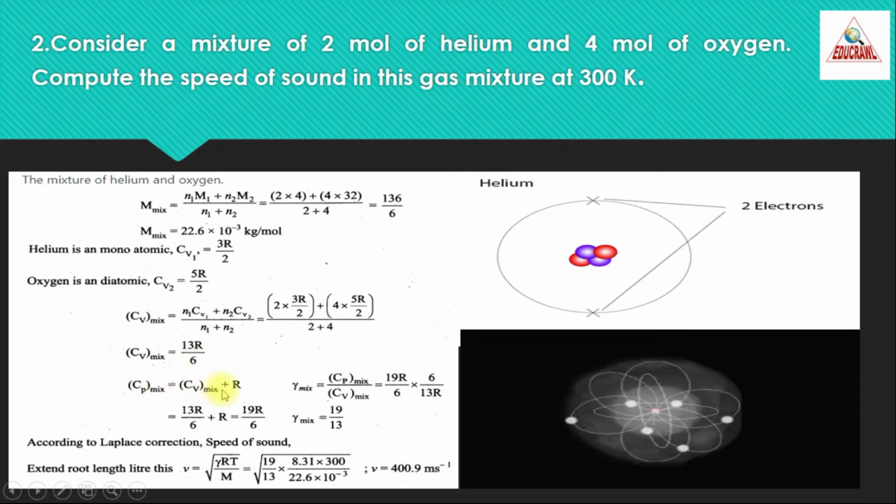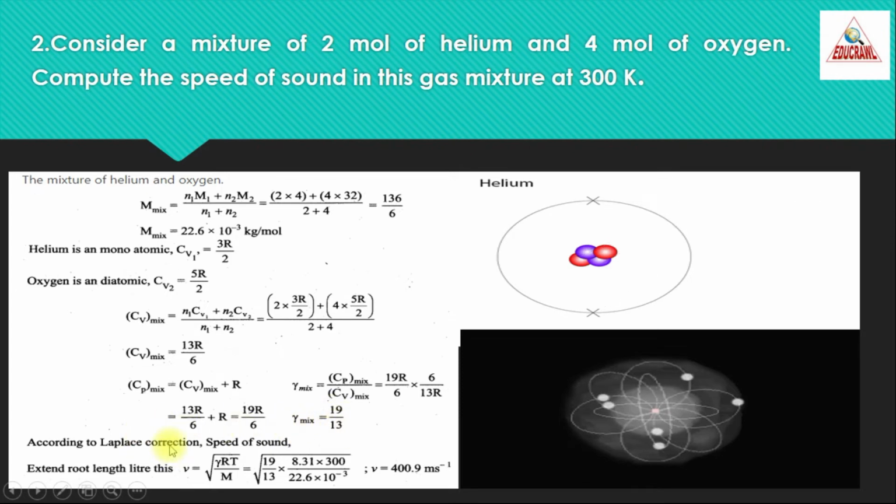Now using Mayer's relation, we know that Cp is equal to Cv plus R. So you can find the Cp value as 13R by 6 plus R, which is equal to 19R by 6. Now we have calculated Cp value and Cv value. Now we will substitute in the gamma equation. Gamma is equal to Cp by Cv. So substituting the value, we get 19R divided by 6 into 6 divided by 13R. So cancelling the terms, we get the value of gamma as 19 by 13.